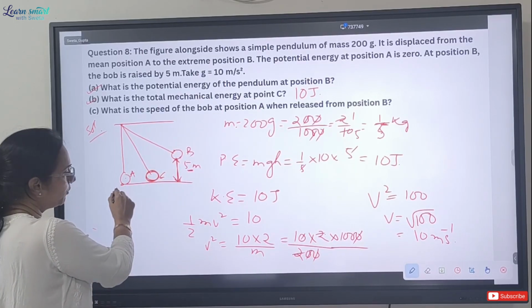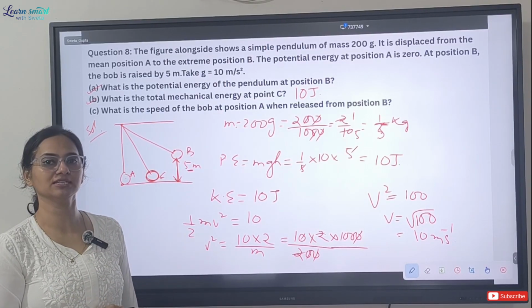When the bob reaches the point A, we can calculate the velocity. That's it for exercise 2C.